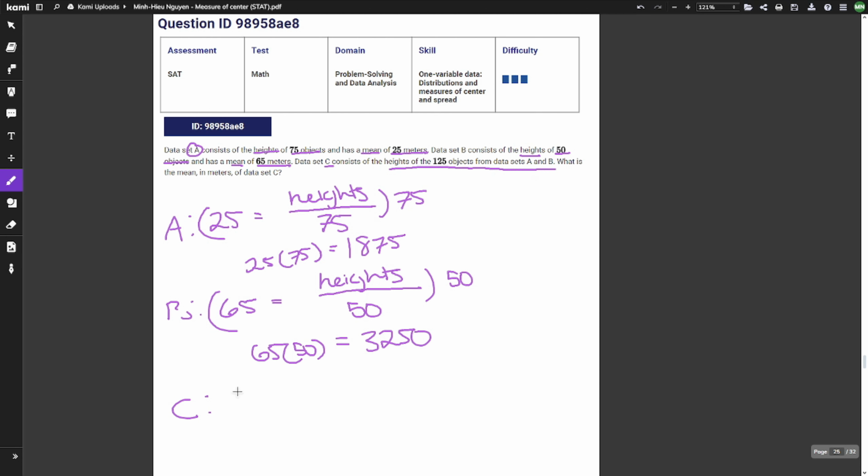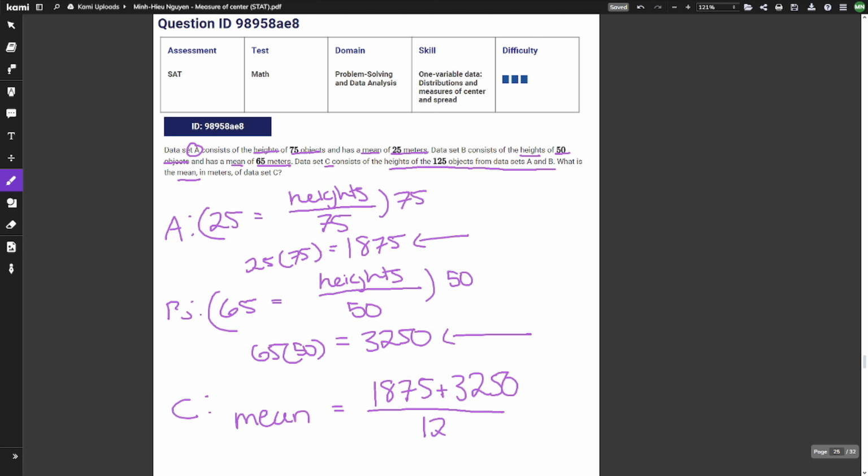Now we want dataset C, and we know it has the heights of the 125 objects from datasets A and B. And they're asking us for the mean. So we know that the mean is equal to the height of datasets A and B, and we do have the heights. We know that the height of dataset A is that number, and the height of dataset B is this number. So let's add them up, divided by the number of objects, which is 125. And if we go ahead and calculate all of that, we get that the mean of dataset C is equal to 41.